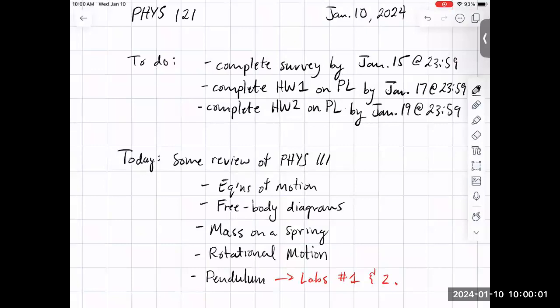So what I want to do today is spend some time reviewing concepts from Physics 111. We'll go through it fairly quickly. The other reason for doing this is that it will lead us to talk about the pendulum, which we'll use for the first two labs. There are no labs this week or next week, but when we start the labs, I think it's the week of January 22nd, we'll do a lab 0, and then when you get to lab 1, we'll start doing this pendulum stuff.